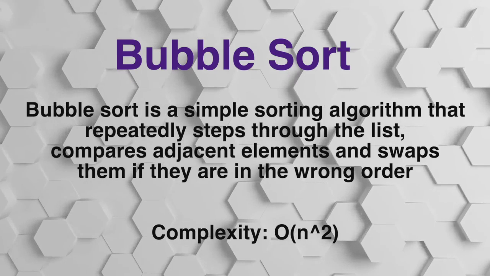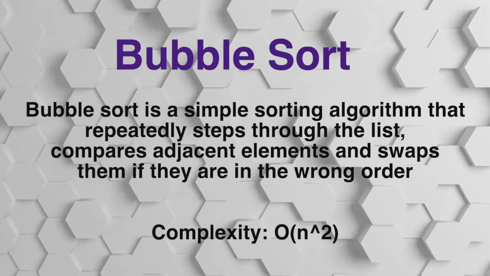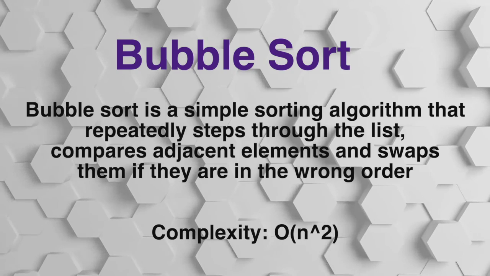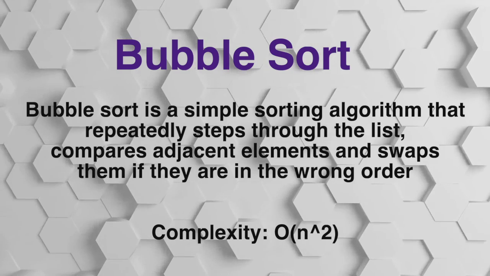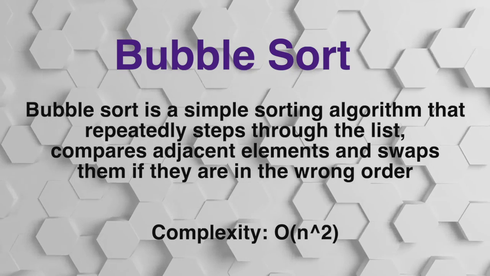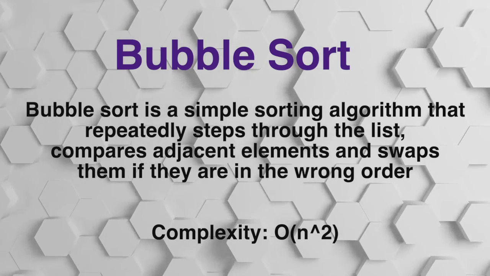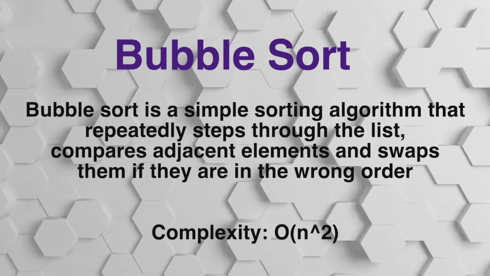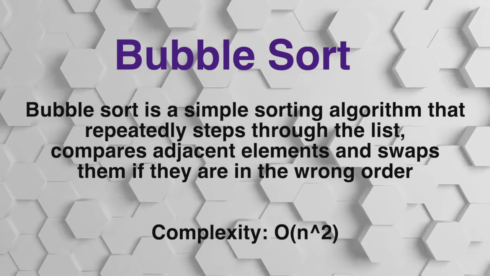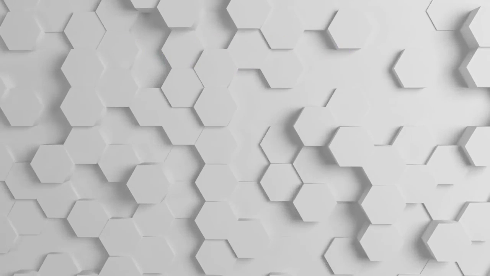The algorithm, which is a comparison sort, is named for the way smaller or larger elements bubble to the top of the list. Bubble sort is a stable sort which has a complexity of O(n^2), whereas in the case of nearly sorted data, bubble sort takes O(n) time.